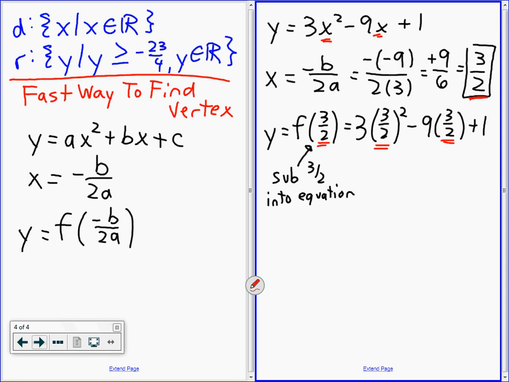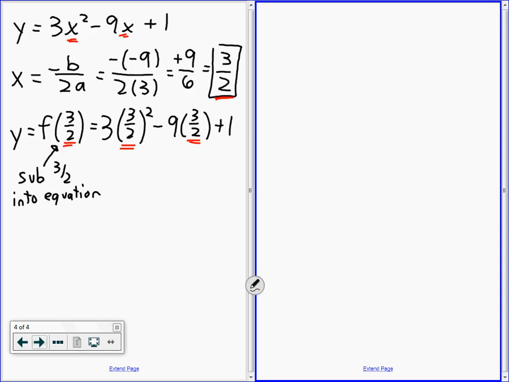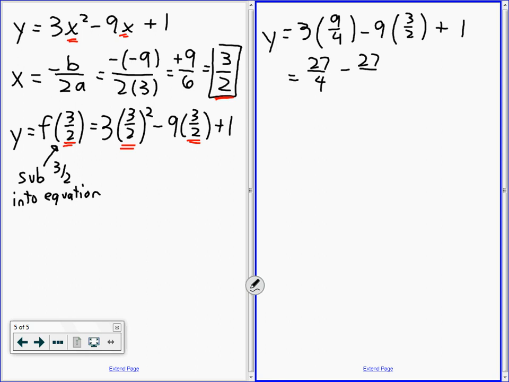Where do you get the 3 in the middle? This one right here? This is this 3 right here. I'm subbing it back into this equation, the original equation. That's what I was trying to do. Okay, I'm going to do this fast if you don't mind. So I'm going to say y equals 3 times 9 over 4 minus 9 times 3 over 2 plus 1. That turns into 27 over 4 minus 27 over 2 plus 1.